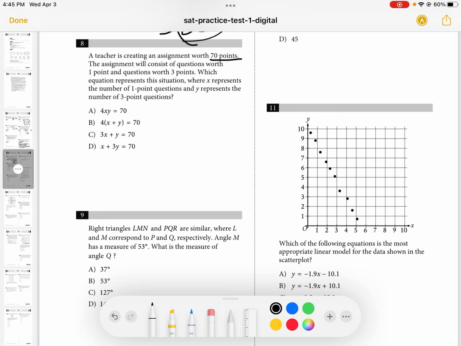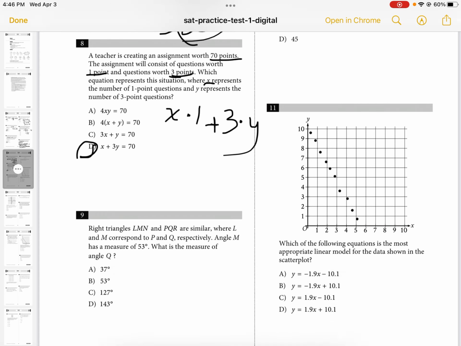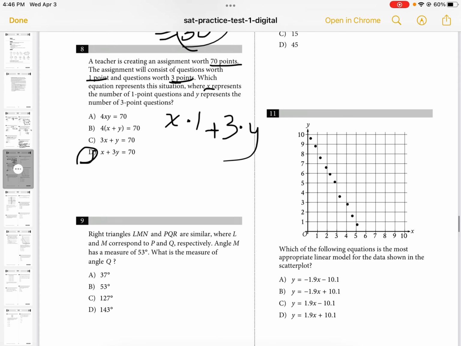A teacher is creating an assignment worth 70 points. The assignment will consist of questions worth 1 point and questions worth 3 points. So we have 1 point questions and 3 point questions. Which equation represents the situation where x represents the number of 1 point questions and y represents the number of 3 point questions? Well, we have x 1 point questions. So x times 1, because each question is worth 1 point, plus 3 times y. So x plus 3y equals 70. That's D. Number 9.